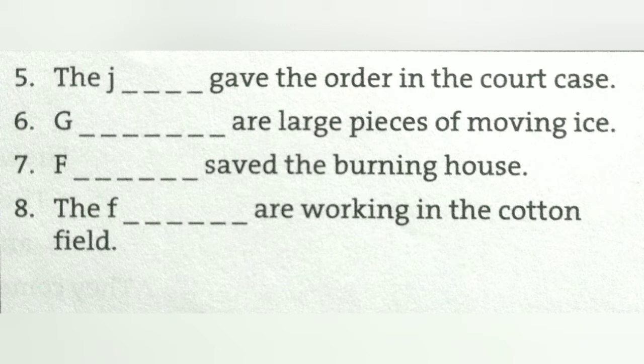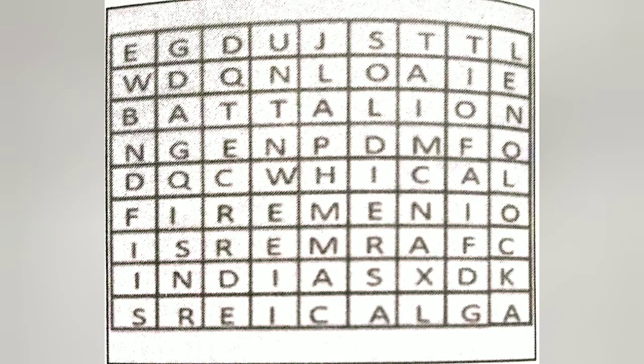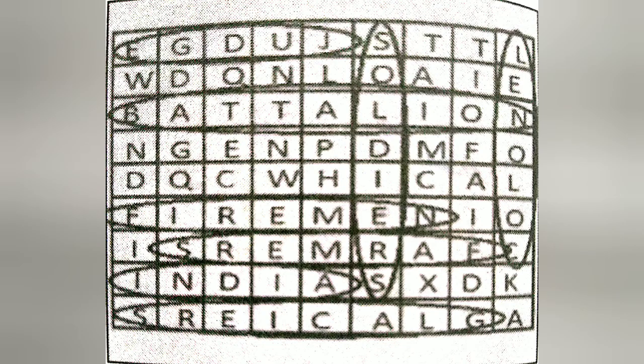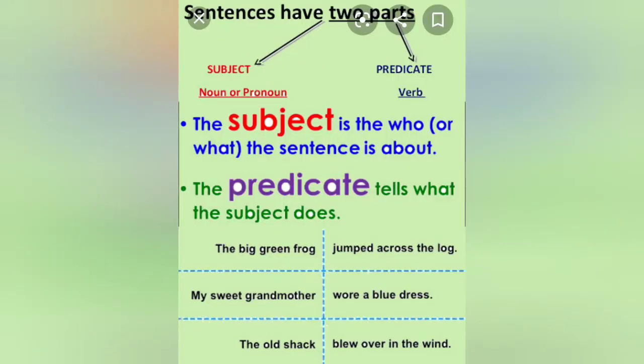Firemen saved the burning house. The farmers are working in the cotton field. These are the answers. Now search for the words in the crossword. These are the answers. The noun in a sentence is called the subject.